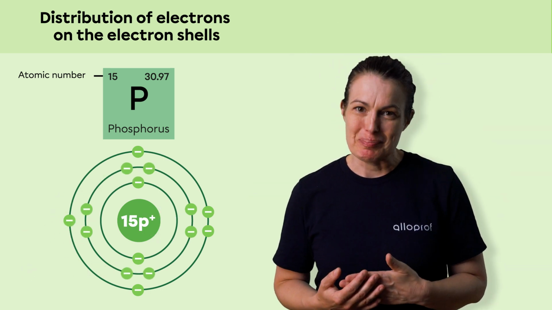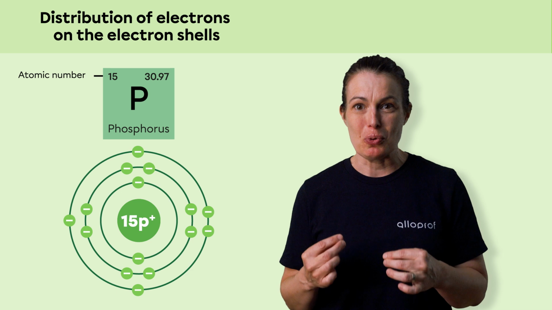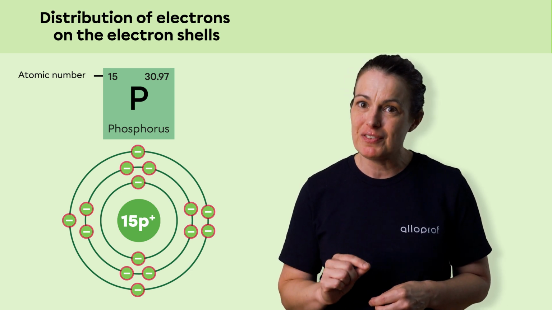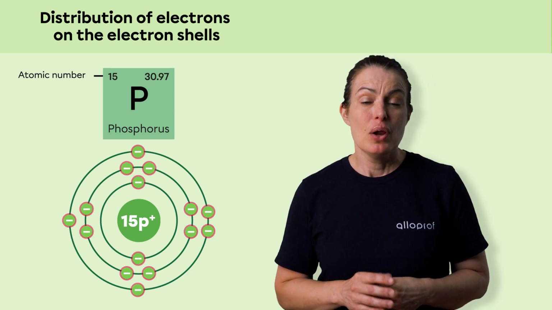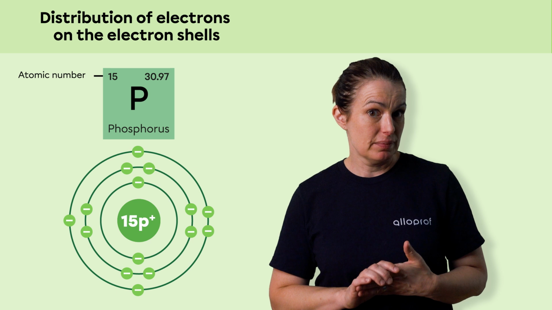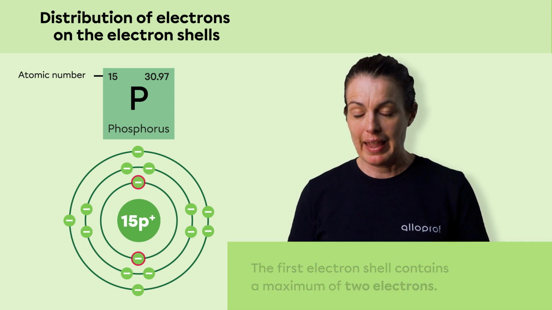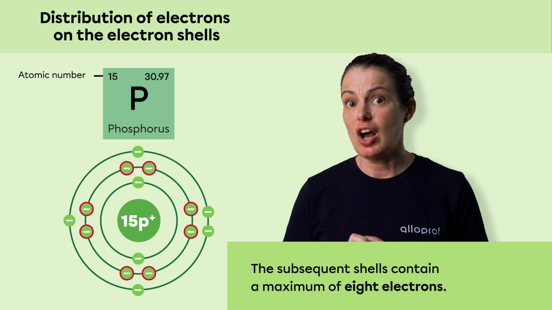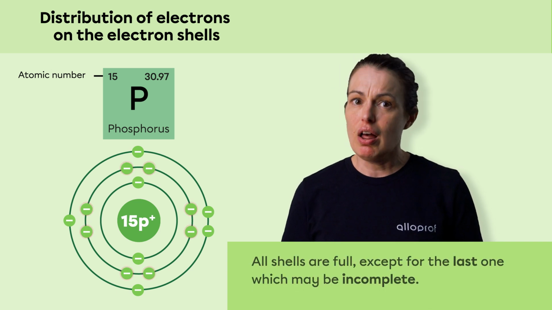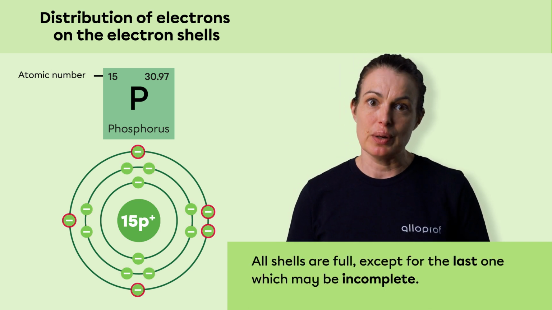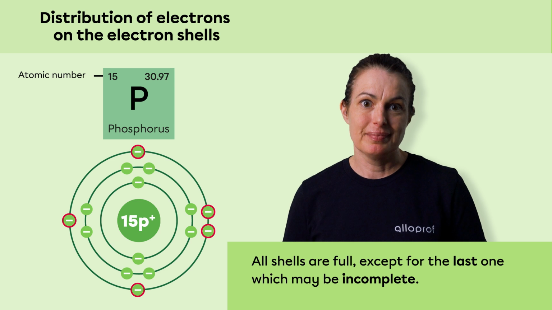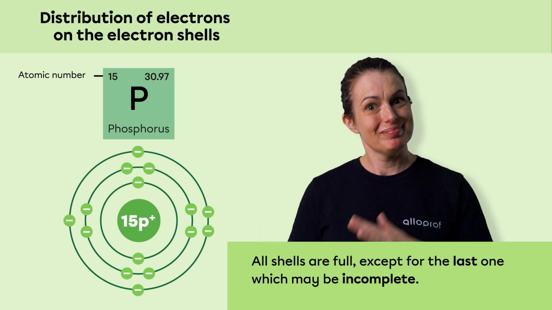Let's double-check our representation according to the Rutherford-Bohr model and make sure that all 15 electrons are placed correctly. We ensure that the rules are respected. There are a maximum of 2 electrons on the first shell, a maximum of 8 electrons on the subsequent shells, and all the shells are full except for the last one, which may be incomplete. The phosphorus model is correct.